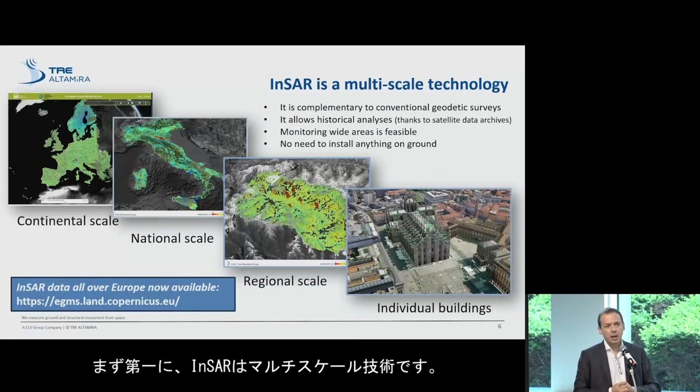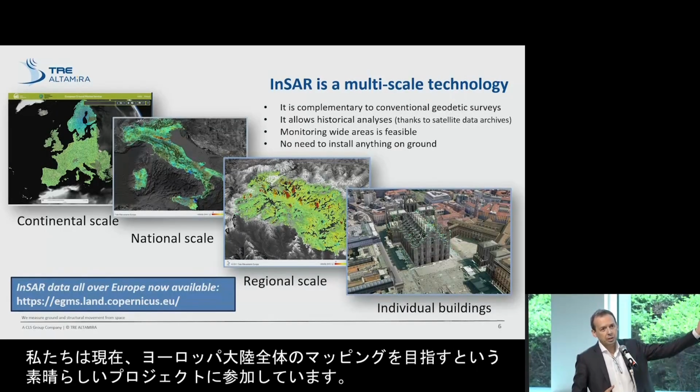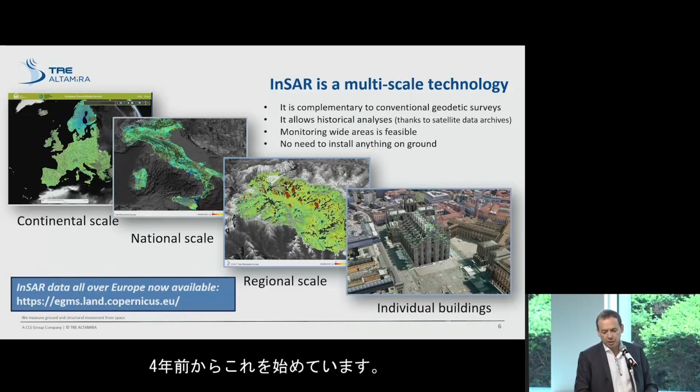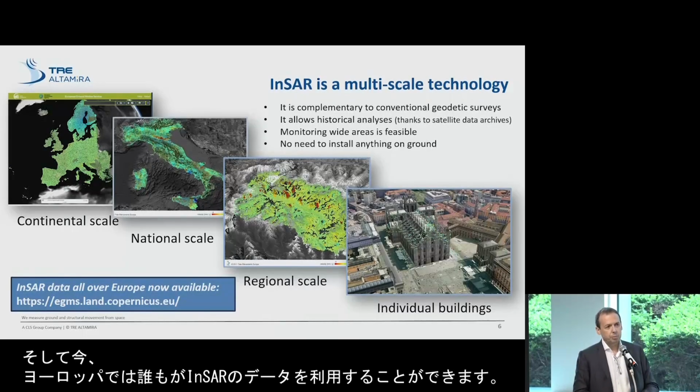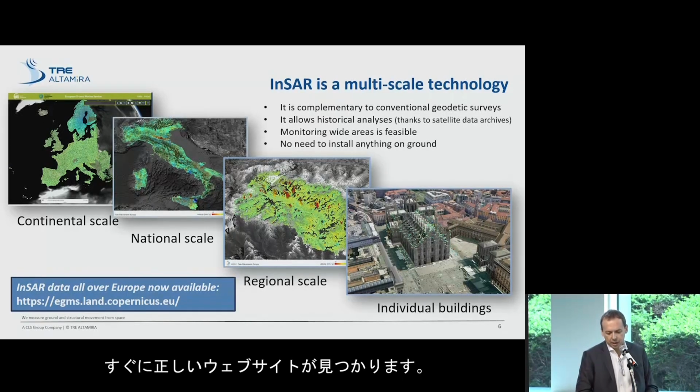InSAR, first of all, is a multi-scale technology. This is something I like highlighting because you can go from continental scale, and we are now involved in this great project aiming at mapping the whole European continent. And we started this 4 years ago. And now over Europe, there are InSAR data available for everyone. So if you are interested, you just have to type EGMS, European Ground Motion Service, InSAR data, and immediately you will find the right website.